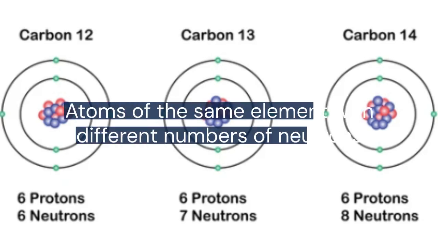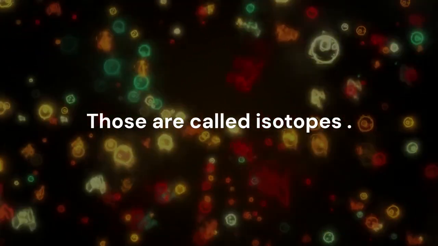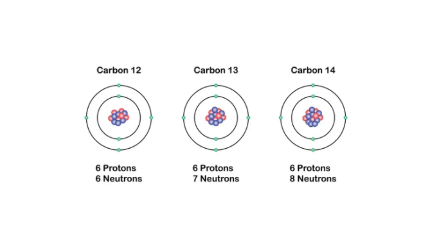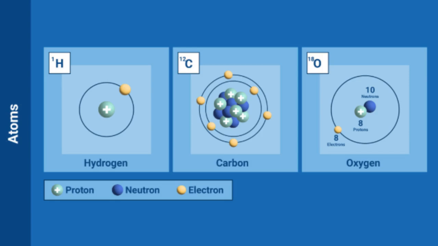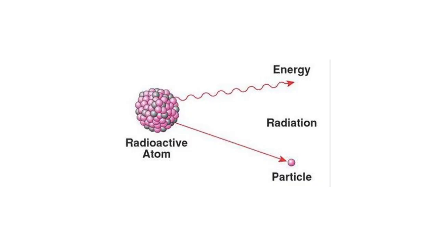But you can have atoms of the same element with different numbers of neutrons. Those are called isotopes. They're still carbon because they have 6 protons, but their mass is different. Carbon-14, for example, has 6 protons and 8 neutrons. Chemically, they act almost the same, because chemistry depends on electrons and protons. But some isotopes are heavier or unstable. Unstable ones can be radioactive, meaning their nucleus slowly breaks down over time and gives off tiny bits of energy.